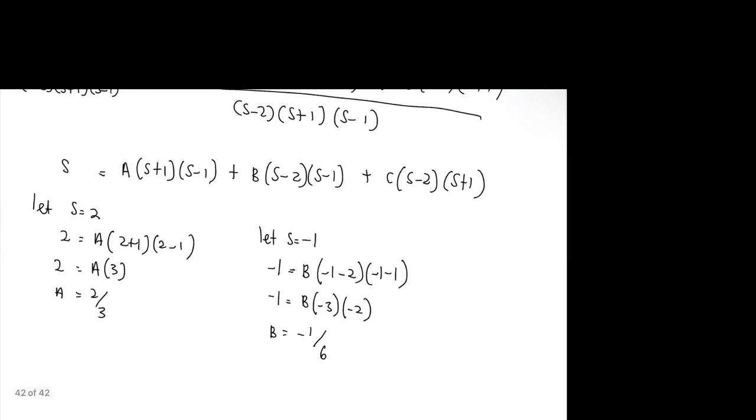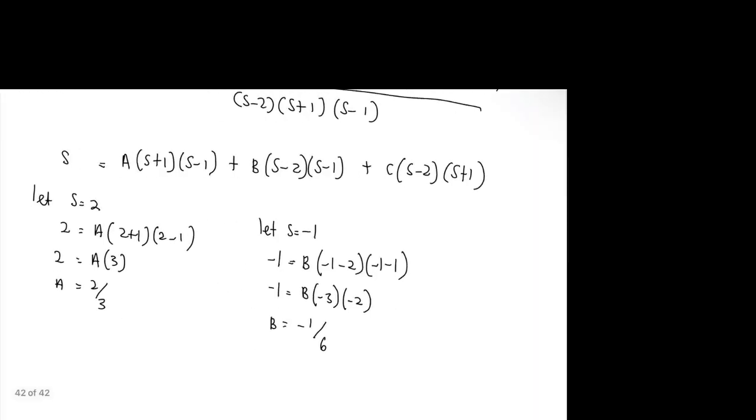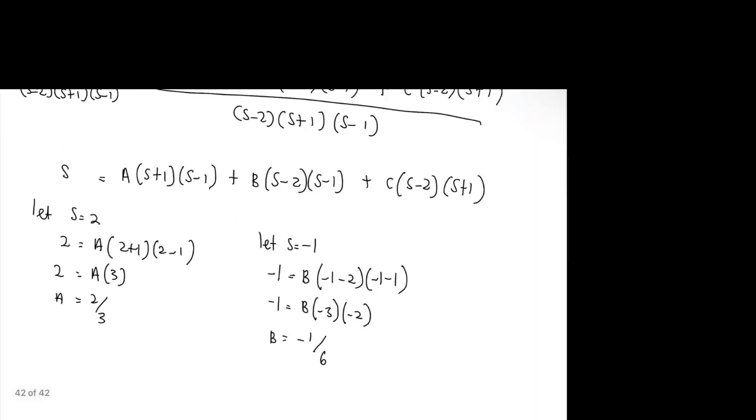So B is like minus 1 over 6. C. Now we want to solve for C. So find what A and B have in common.